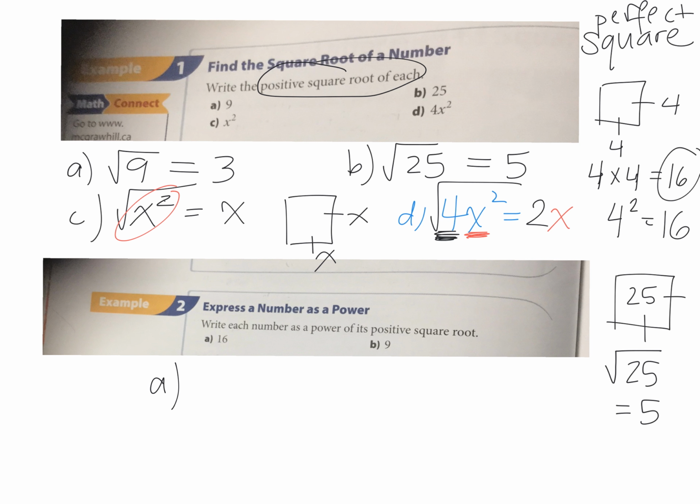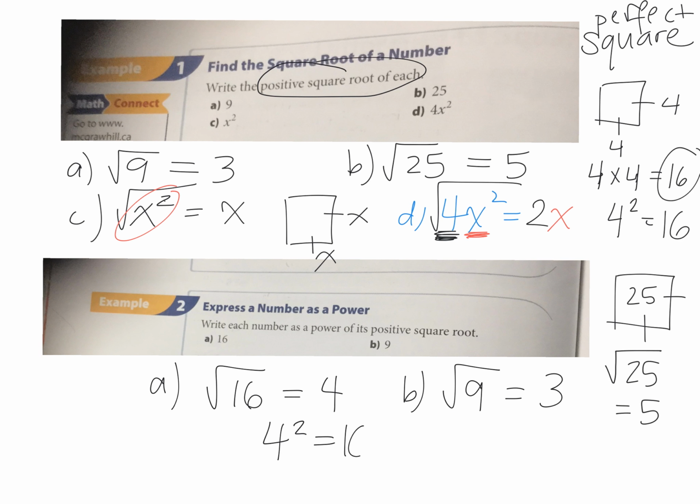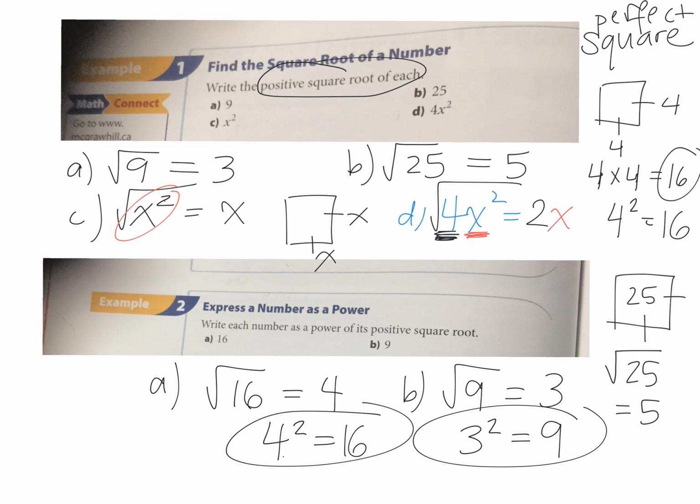Example 2, what is the square root of 16? 4. And what is the square root of 9? We just did that. How can I write this as a power? 4 to the power of 2 equals 16, and 3 to the power of 2 is equal to 9. Okay, that was for example 2. They want you to write it as a power. 4 to the power of 2 equals 16. 4 times 4 is equal to 16.